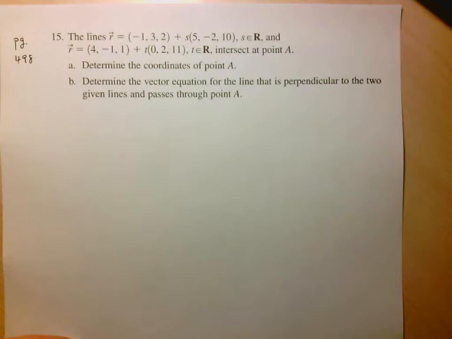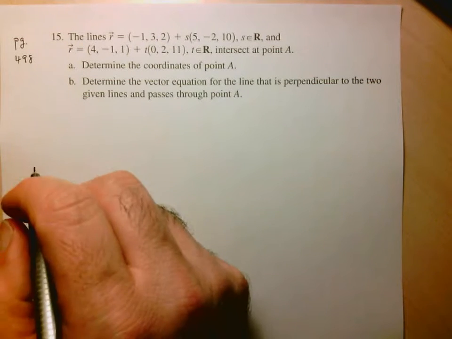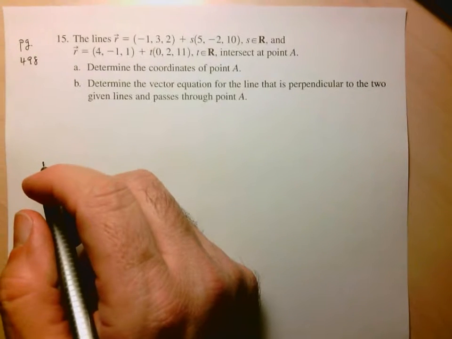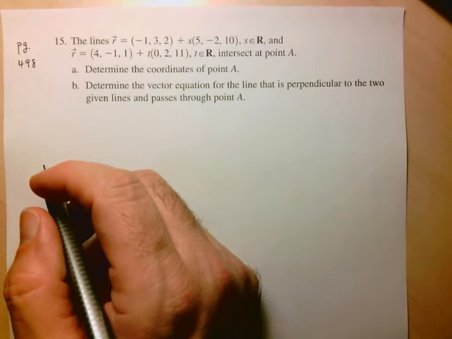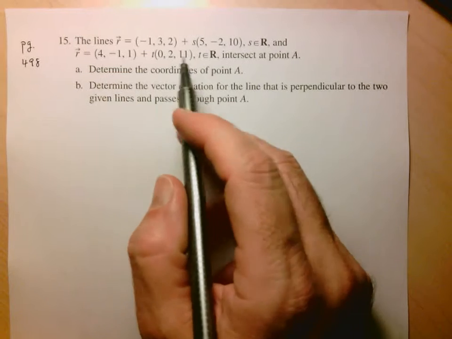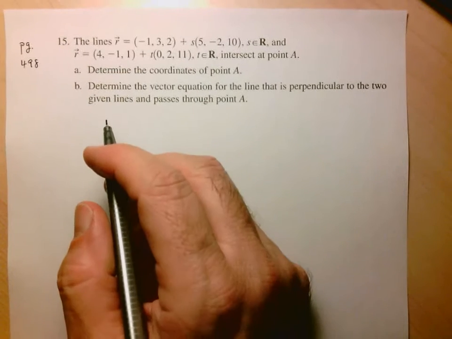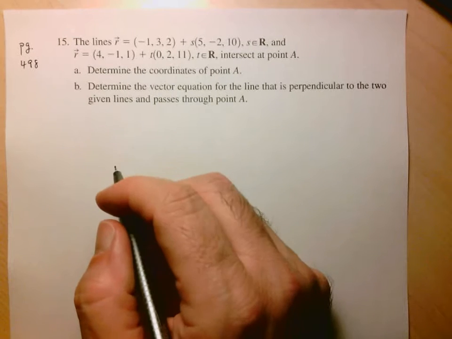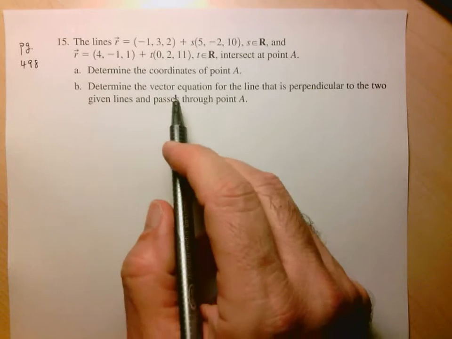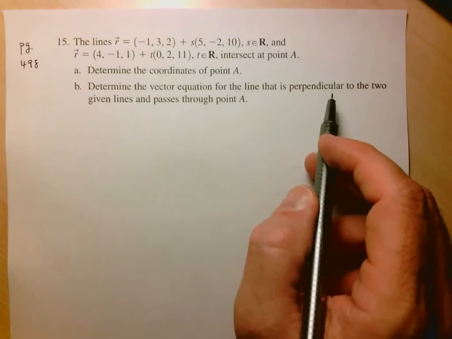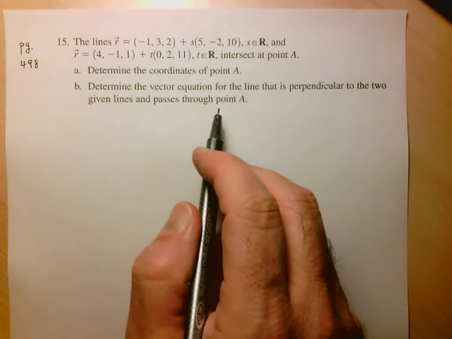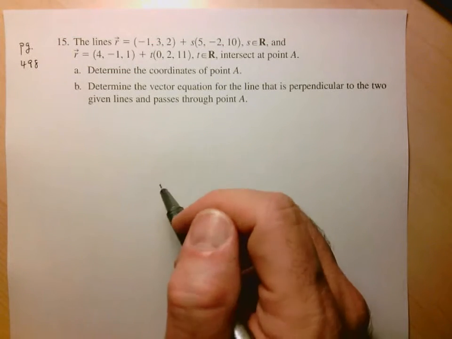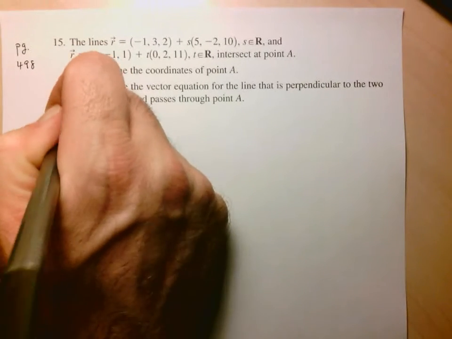Hi folks, we're going to take a look at number 15 from page 498. So a lot of things going on here. They give us these two lines, and they in fact tell us that they intersect at a point, so we should be looking for that. Part A is to just determine that point of intersection, and then part B says determine the vector equation for a line that's perpendicular to both lines and passes through A. Okay, so we'll talk about B in a second. Let's solve part A first.